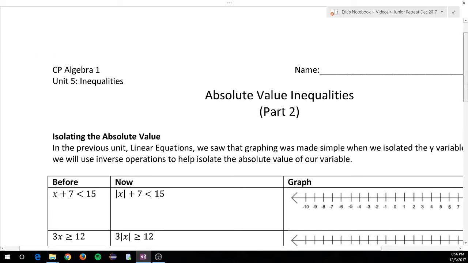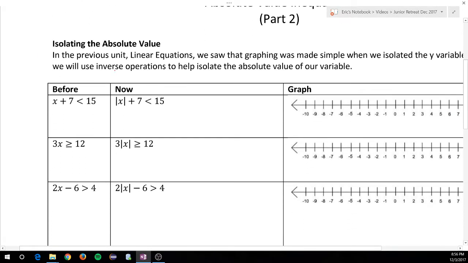So in the past, you may have seen something like x plus 7 less than 15. So think to yourself, what would you do on both sides to solve this? And I wait, and you would probably say, well, I would subtract 7. So x should be less than 8. And guess what? That's what we'll do when we see the 7 outside the absolute value. We'll take away 7 from both sides.